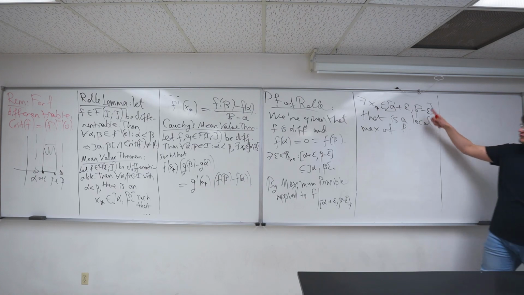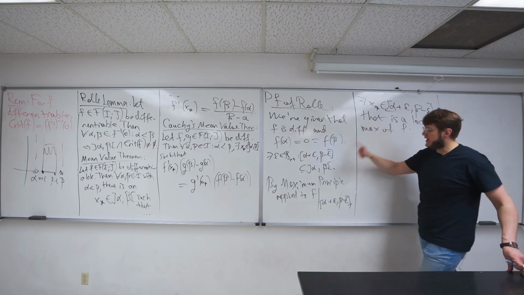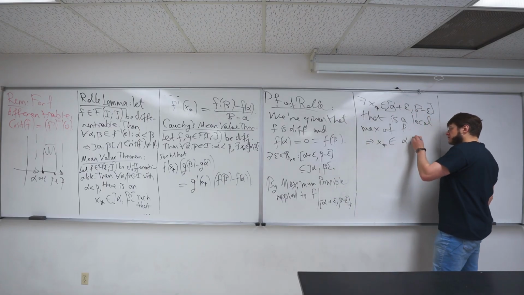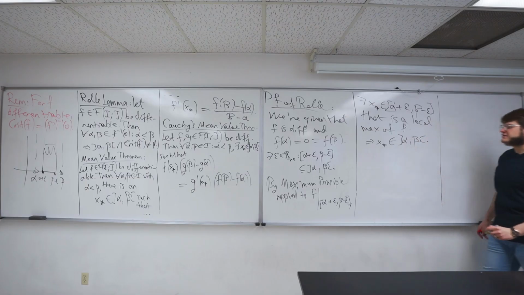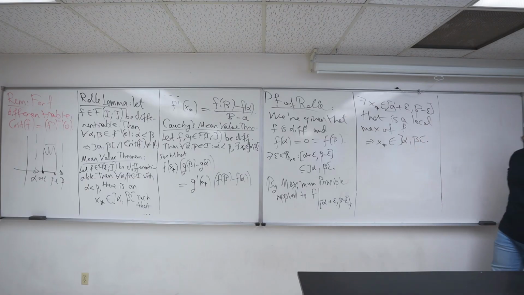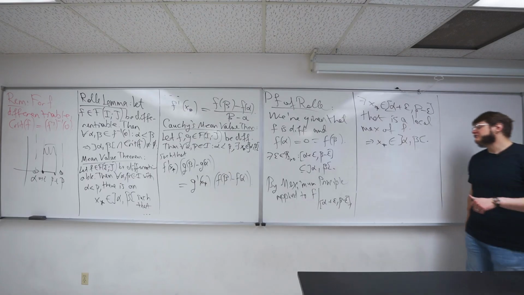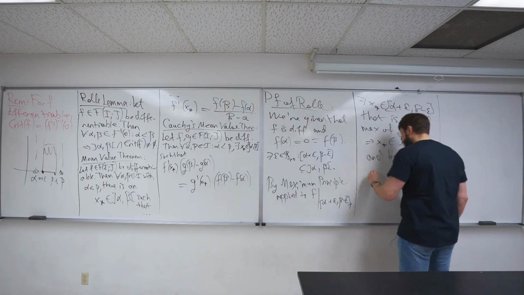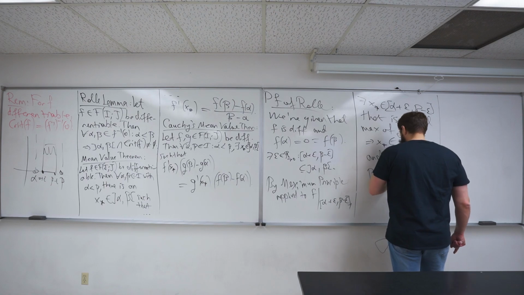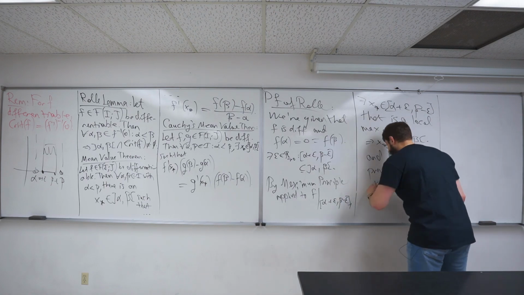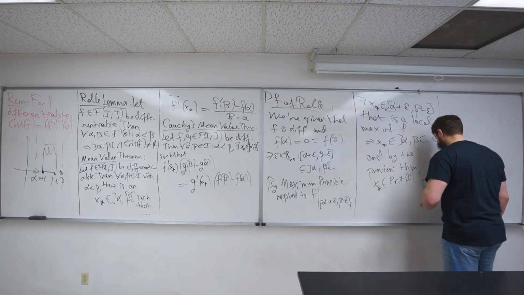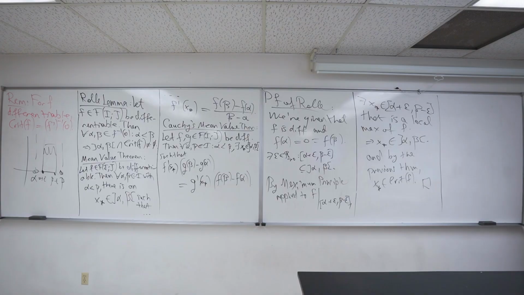But since epsilon is positive, this x star cannot be equal to alpha or beta, which means we have that x star is in this open interval. It's neither alpha nor beta. And furthermore, by the previous theorem, since local extrema implies critical points, x star has to be a critical point also. And that's the end of the proof.